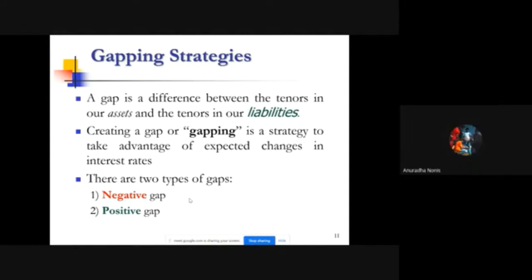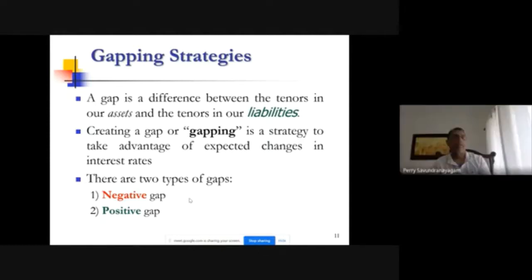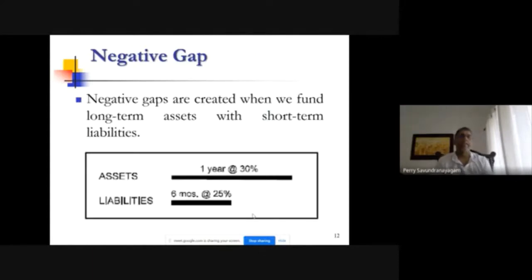Understood? Yes, sir. So banks will create a gap as a strategy based on their view on interest rates. So in other words, what we discussed now was a negative gap. There are two types of gaps, negative gaps and positive gaps. A negative gap is where the bank will give more loans out for longer tenors. So in this case, it has given a 1-year loan at 30%, right? And it will take deposits for short term.